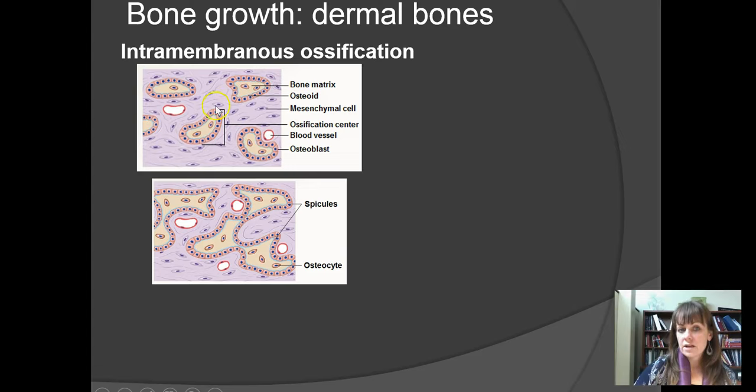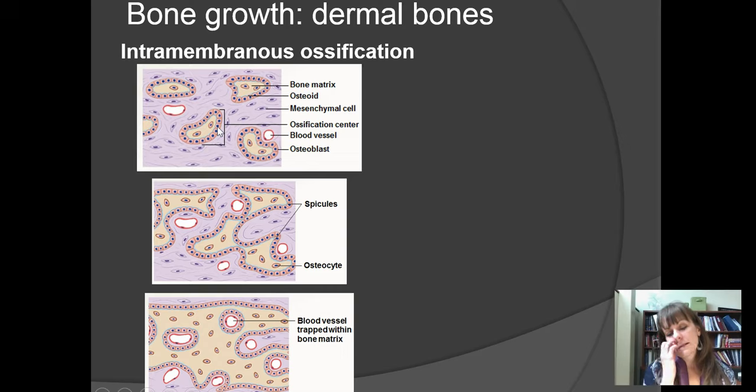As these ossification centers begin to grow, then they start to fuse together. So notice here, started out with individual ossification centers, and now they fuse together. This one has fused with this above. These two have fused together. Okay, and so essentially you're replacing this membrane tissue with bone.